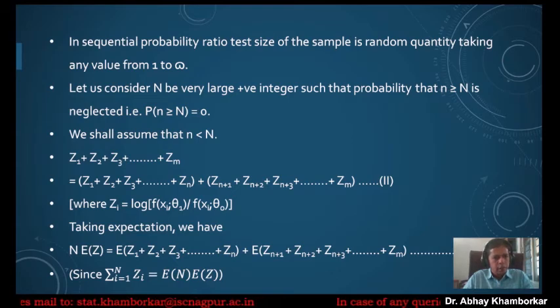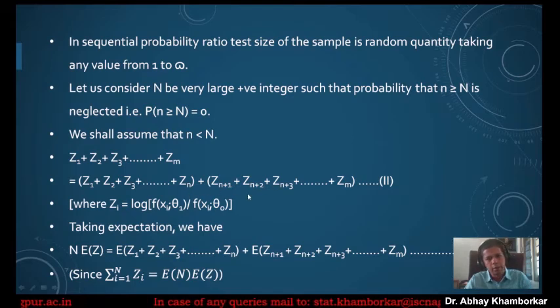Therefore, z1 plus z2 so on up to zm, that is summation zi, where i varies from 1 to m, can be bifurcated in two parts, which will be equal to z1 plus z2 so on up to zn, plus in the second bracket the terms from n plus 1 up to m. In other words, that is nothing but zn plus 1 plus zn plus 2 plus zn plus 3 so on up to zm. Suppose this is equation 2, where of course we know that zi is nothing but log of f of xi theta 1 divided by f of xi theta 0.